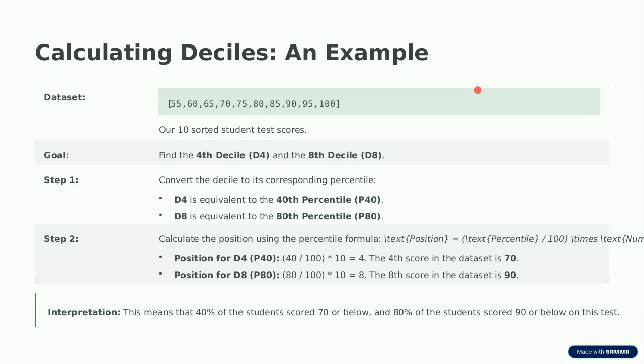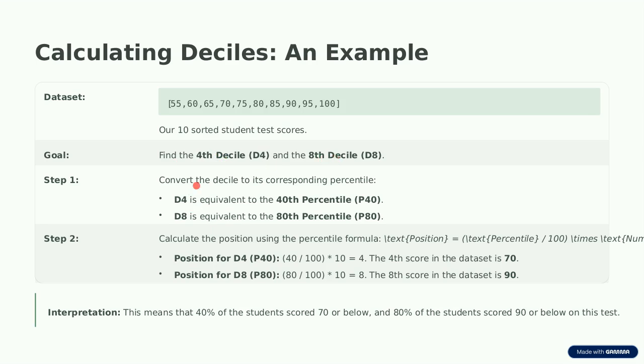Pay attention. To calculate decile, here we still have our data points, 10 data points: 1, 2, 3, 4, 5, 6, 7, 8, 9, 10. Now this is already 10. If deciles mean grouping into 10 equal parts, we already have 10 here. So we are to find the fourth decile and the eighth decile.